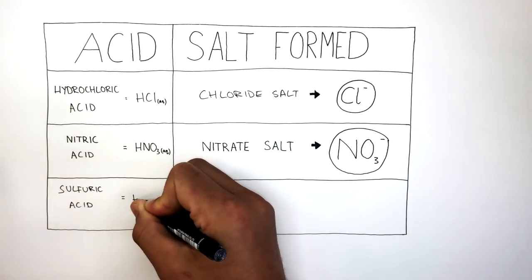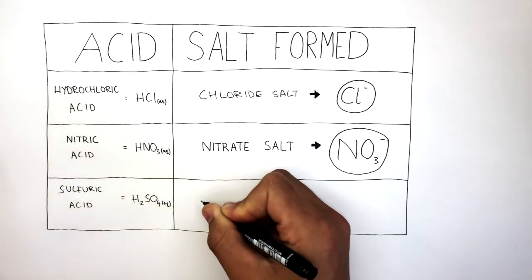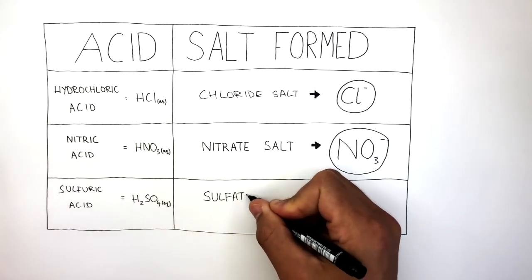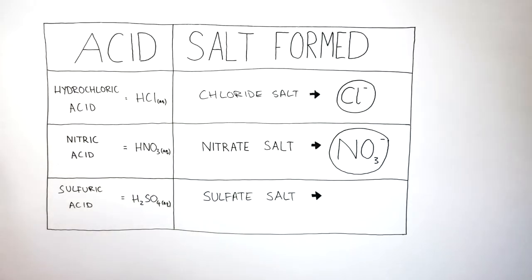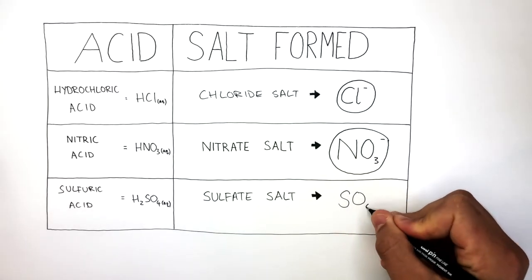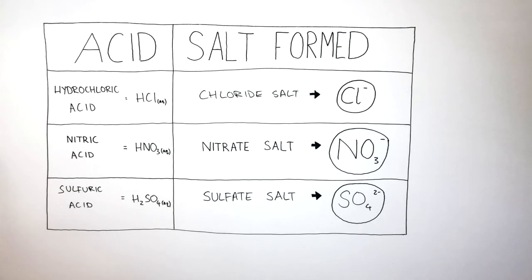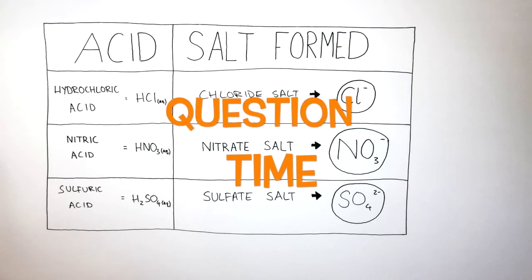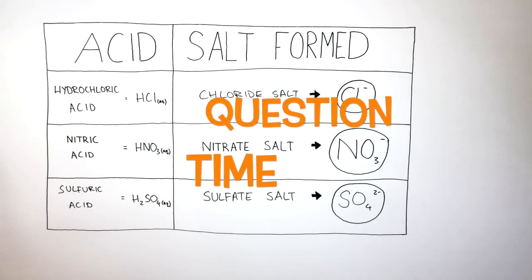Sulfuric acid, or H2SO4, always forms sulfate salts. The salt contains the metal cation and the sulfate anion SO4 2-. It's question time. Attempt these questions to check your understanding.